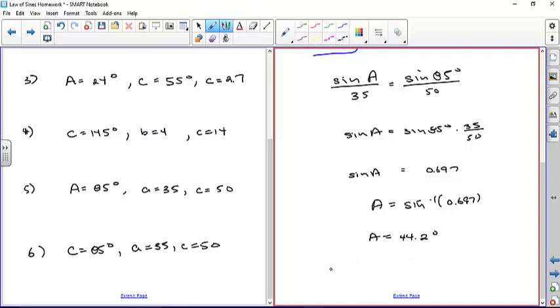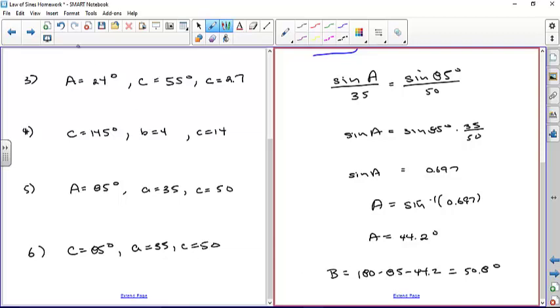Then I can figure out angle B. It's 180 minus 85 minus 44.2. And that's 50.8. And because 35 and 50 are pretty close to each other, these lengths should be comparable. So the length of side B should be close to 35.